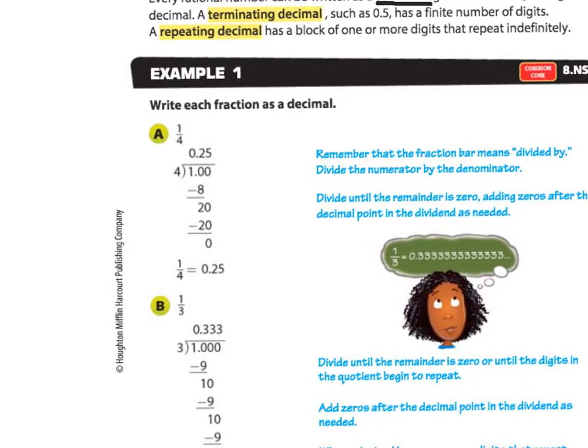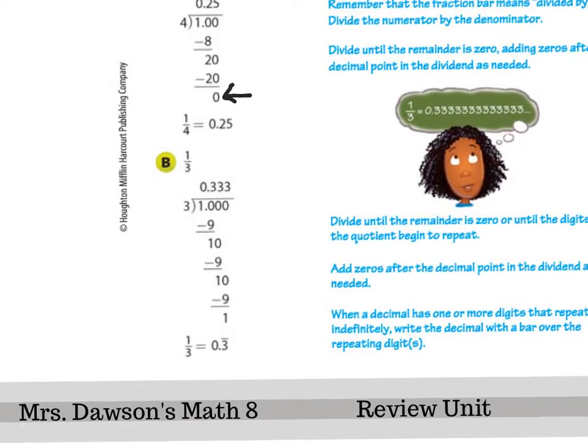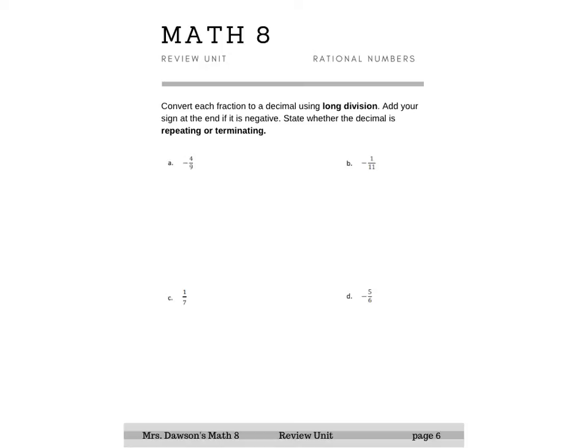We start with 1/4, and you'll see that familiar long division. When you do your long division, you end up with no remainder at 0.25. When you do 1/3, remember long division, you end up with 0.333. Well, look at that. It looks like it's going to continue forever. It keeps giving you a remainder of 1. So we put a line over that and say it's 0.3 repeating. If it has a line over it, the digit repeats. Let's go ahead and do some practice.